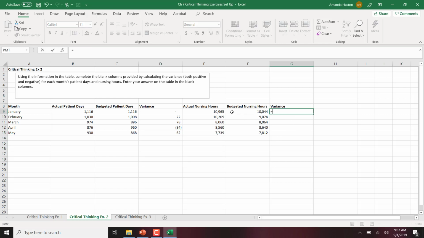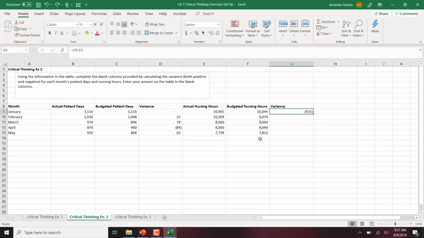Now we're going to go to actual nursing hours. Actual minus budgeted. Actually, for hours, we would want to go budgeted minus actual, because that'll give us whether it's positive or negative. So a negative in hours is more. If I just do this, it'll calculate the formula for me. All I did was click. Let me just undo that for you so you can see saving steps in Excel.